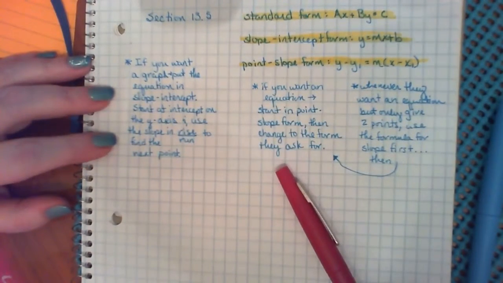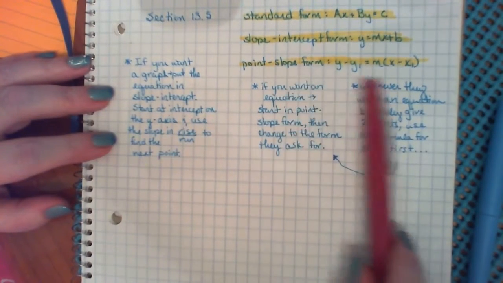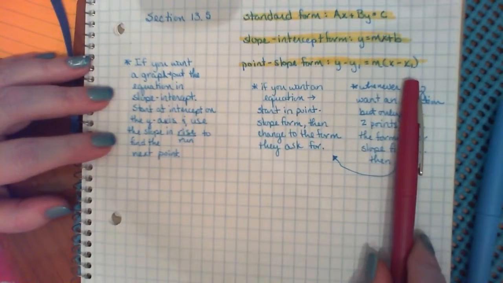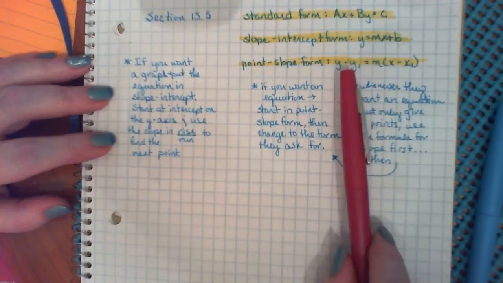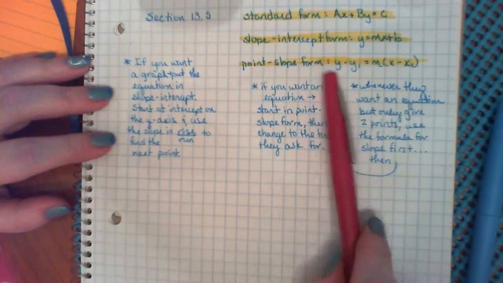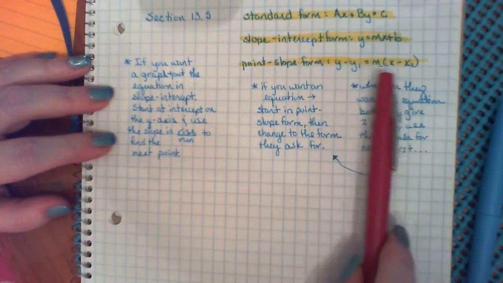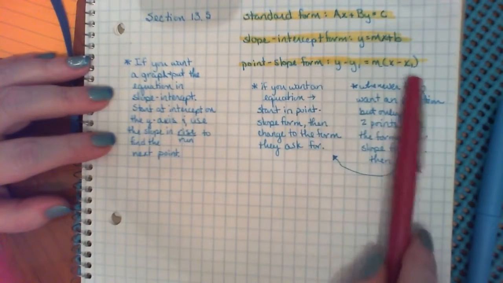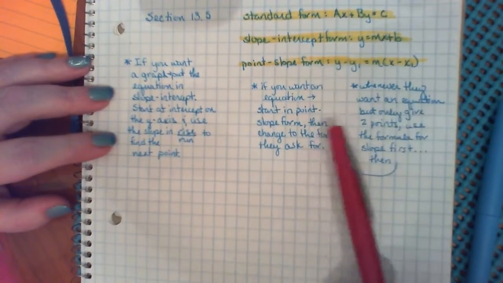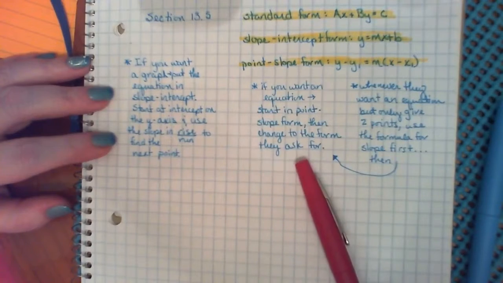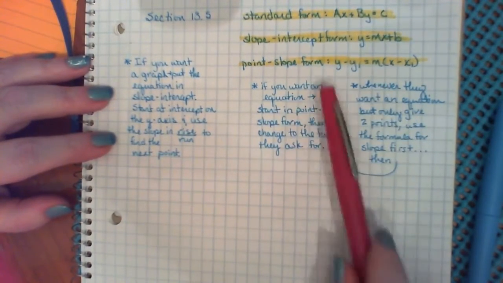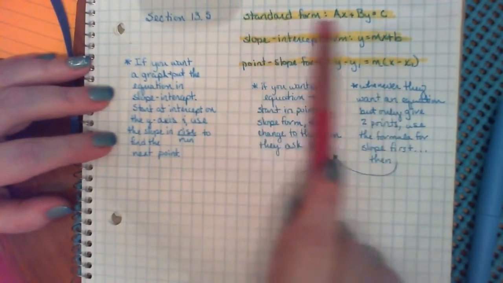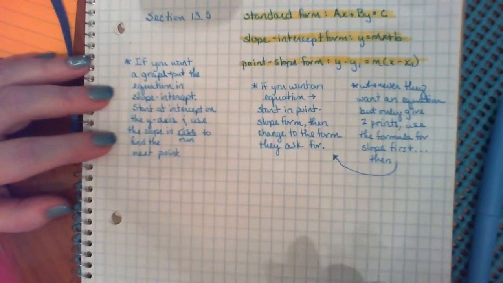If they want you to write an equation, then you want to try to start in point-slope form. That's when they give you the slope and just 1 point, your x1 and your y1. If they don't give you the slope and 1 point, then you can't stick it in that. So when they give you that, you go ahead and start in this, and then they'll tell you if they want your answer in slope-intercept form or if they want it in standard form.